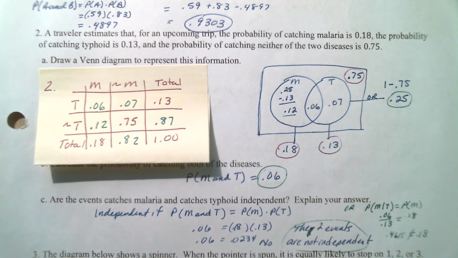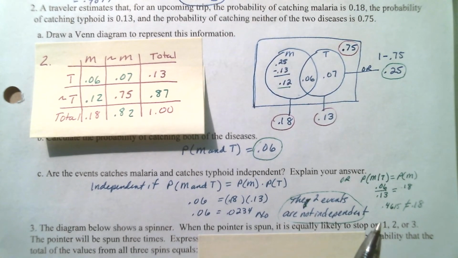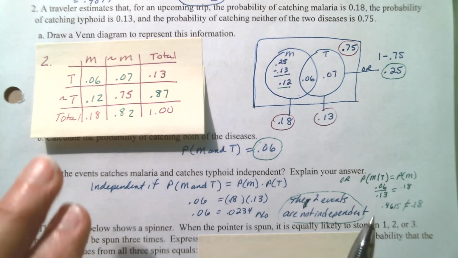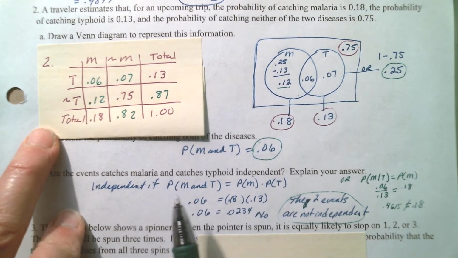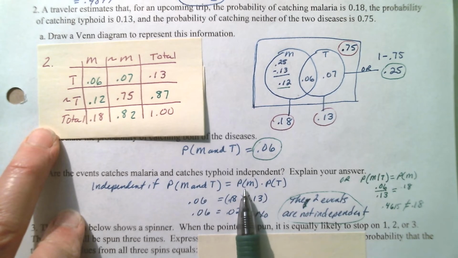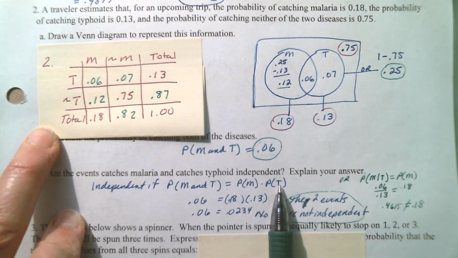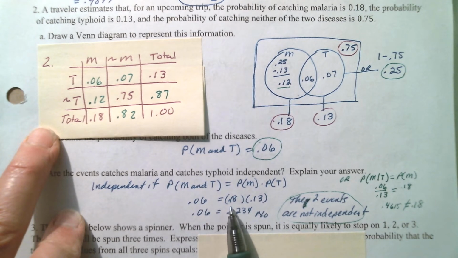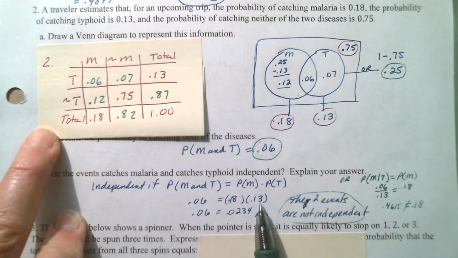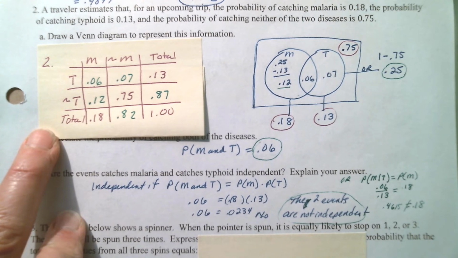C, are the events catches malaria and catches typhoid independent? Explain your answer. So independent if the probability of M and T equals the probability of M times the probability of T. So does 0.06 equal 0.18 times 0.13? No, it doesn't. 0.18 times 0.13 is this, 0.0234.